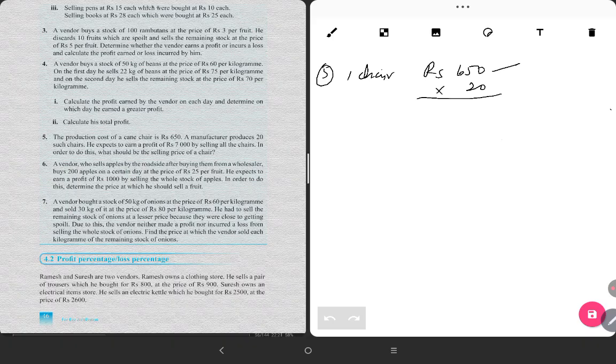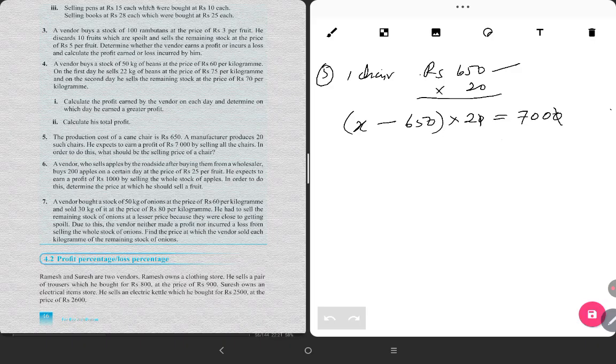So let's imagine that price being X, and then you subtract 650 to find the profit of one single chair, and multiplied by 20 will take it to the total profit. So this profit is expected to be 7,000. Then what should be the selling price is actually finding this X value, right? So how do we calculate?